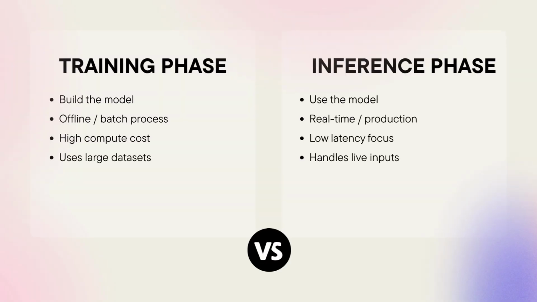So this slide summarizes the main difference between the two. Training is about building the model with massive datasets and heavy compute. It's done offline, often in research or development environments. Inference, on the other hand, is about using the model in the real world. Here, the priority is responsiveness, scalability, and cost effectiveness. While training may take days, inference must often happen in milliseconds.